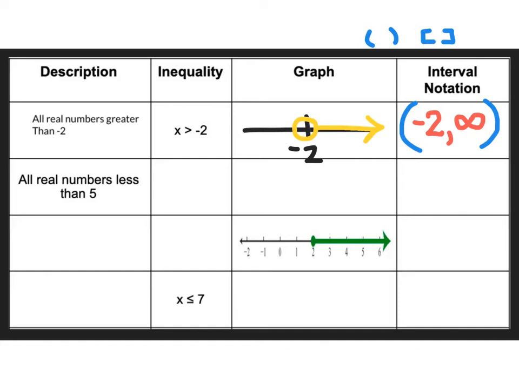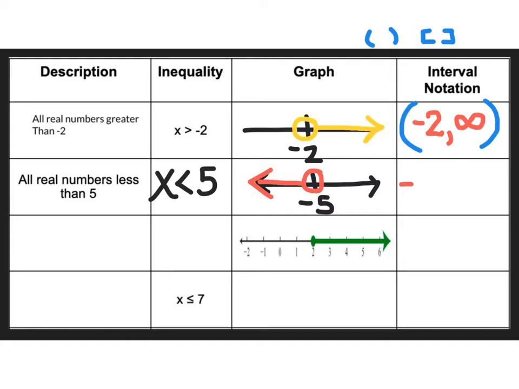The next one gives us a statement, all real numbers less than 5. Well, that would be x is less than 5 as an inequality. When we graph this on your number line, you would have 5, and once again you would have an open circle, but this time you'd be shading your values to the left. So this time, in interval notation, the numbers go forever towards negative infinity, and the highest they go is 5. Again, neither 5 nor negative infinity can be contained in the solution set, so both get parentheses.